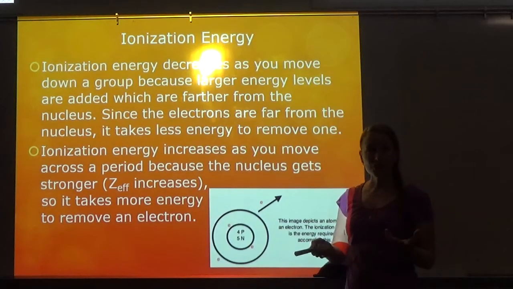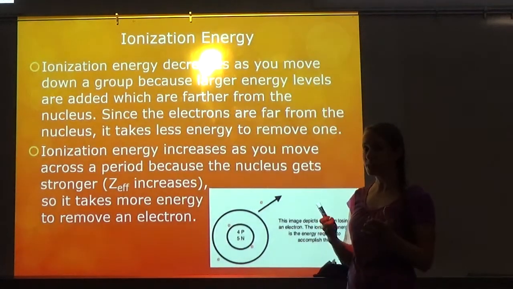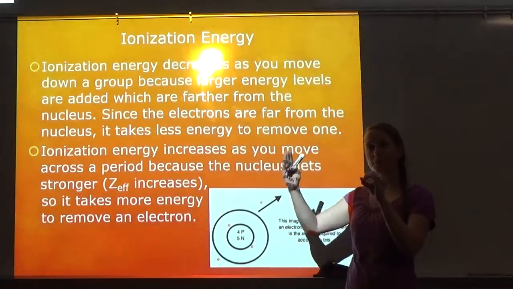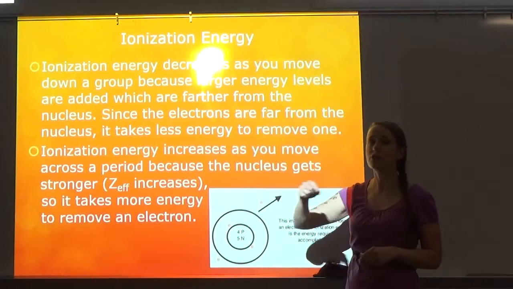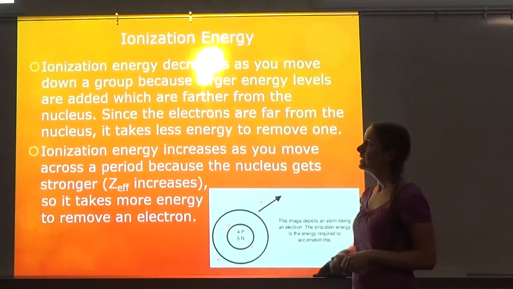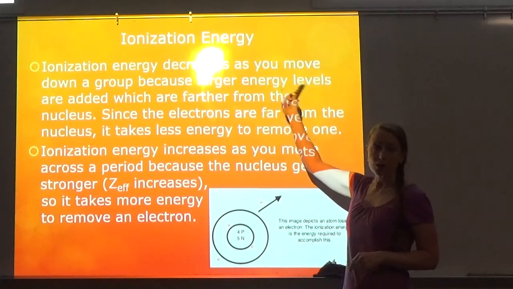Okay, so ionization energy is the energy needed to remove an electron. The farther we are from the nucleus, the easier it is to remove. So the amount of energy we need to remove it decreases. So again, it's based on those larger energy levels.